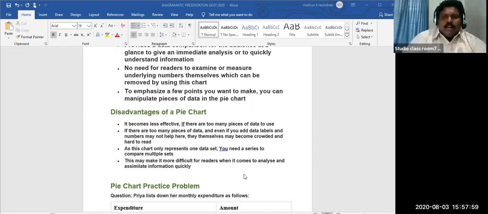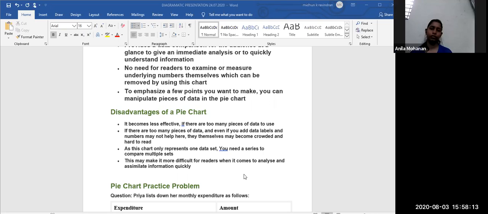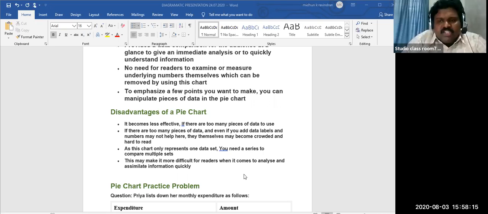That's a disadvantage. But just imagine the percentage bar diagram. Many sets of data are there, many bars are there. Easily we are able to analyze that, compare that. But here it is not possible. The single data only you can present through a pie chart. Clear? If you want to compare different sets of data, we need to use different pie diagrams. Keep that in your mind.